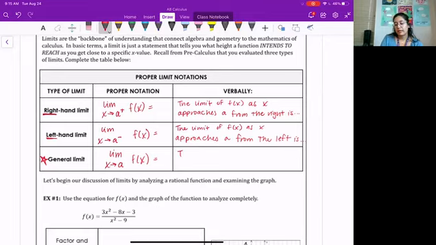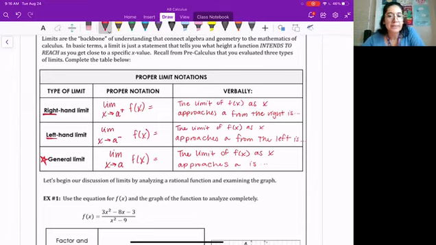We would say the limit of f of x as x approaches A is whatever value. So this is just a little bit of notation that we're going to need to understand before we can jump into the lesson.